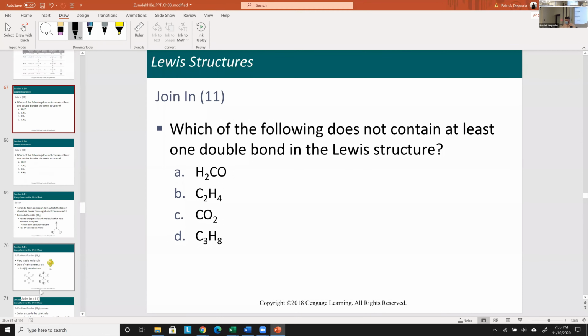Okay. Which of the following does not contain at least one double bond in the Lewis structure? So let's draw the Lewis structures for these. When you have 3 elements, it could get complicated. So how many electrons total? We have 2 hydrogens, so that's 2. Carbon, we have 4. Oxygen, we have 6. That's going to be 12. What's going to be in the middle? Carbon. Carbon's always in the middle. Then you're going to have hydrogens and an oxygen.